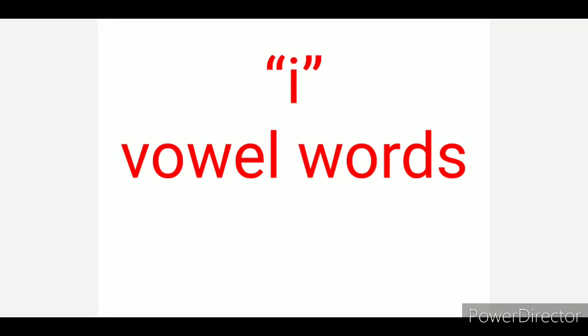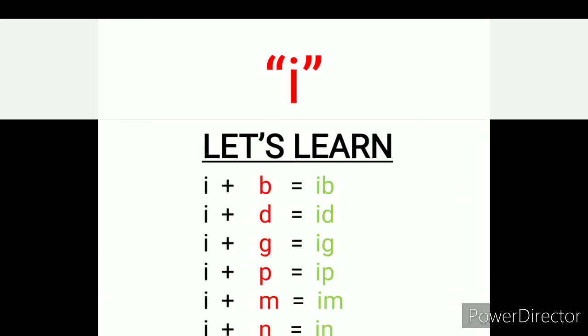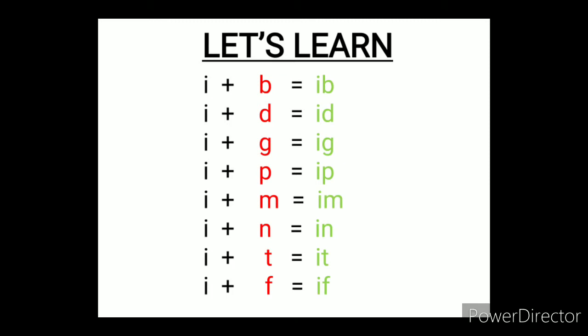Now our next topic is I vowel words. Yes, so first of all, tell me children, what is the sound of I? The I sound is E. The alphabet I sound is E. So whenever you see I written, you will read it as E. Okay. Now one by one we will keep one consonant and we will read it. So children, let's read it with me.